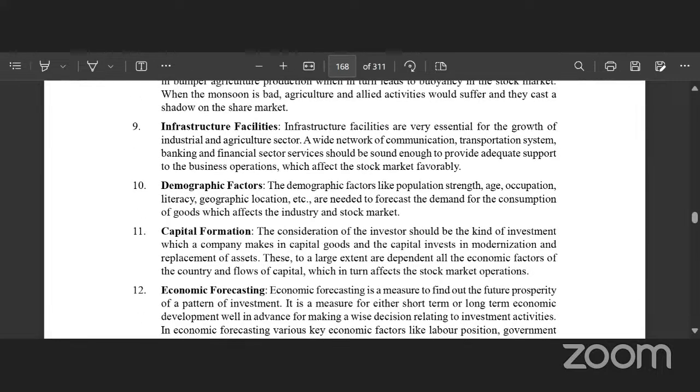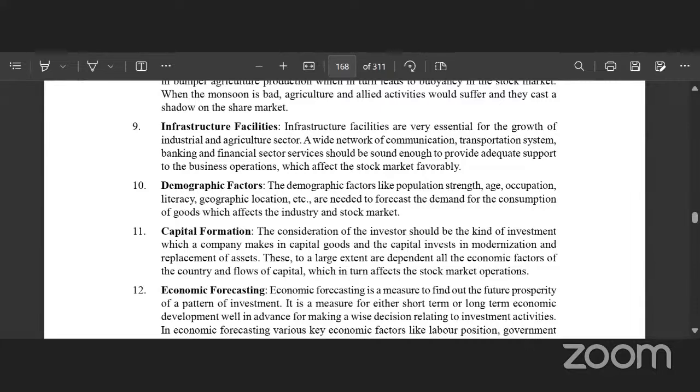Infrastructure facilities: if you observe, in the last 10, 15 years they have seen a lot of growth. The rate at which roads are being constructed, and the rate at which other infrastructure facilities are being provided, let it be railways, airways, is very good. Because of this infrastructure, the economy will attract a lot of investments. That reflects in the performance of the stock market.